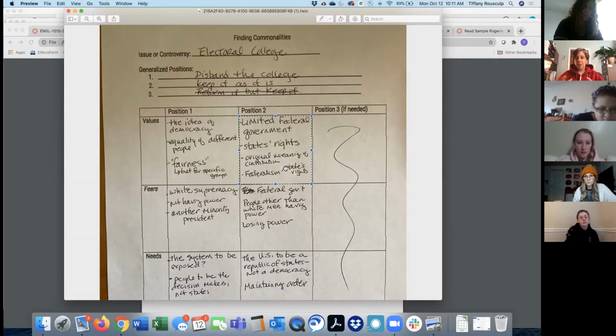And this is not anything that I knew. I mean, I thought I knew stuff about the Electoral College and the positions, but I've actually learned quite a bit. And so here's these different values.